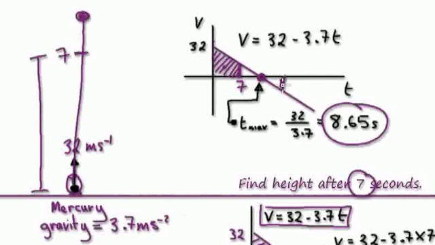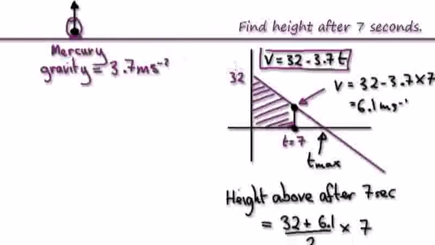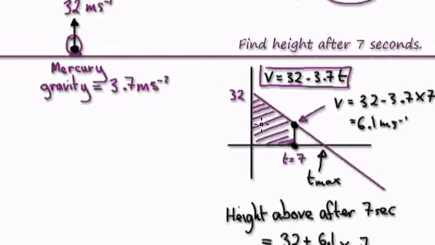In the previous case, it was after the maximum height, so you needed to get this area and this area and merge the two together. But because this question is after 7 seconds, and 7 is before the maximum height, you only need this trapezium here. So you need this area here.